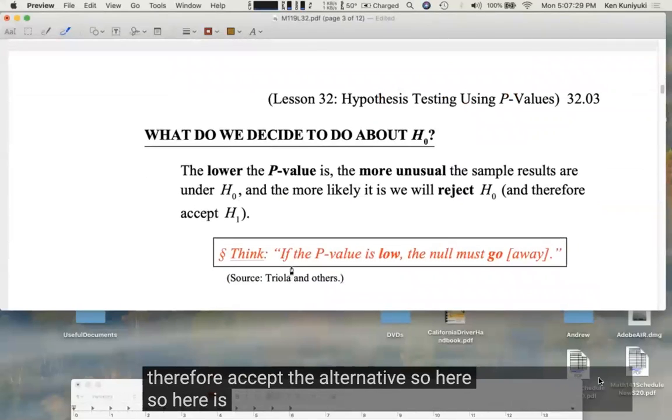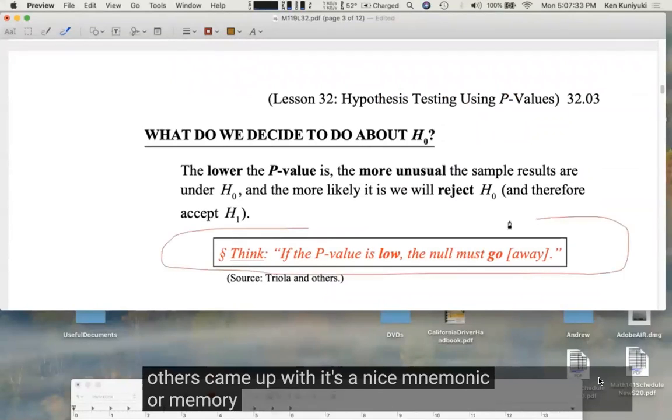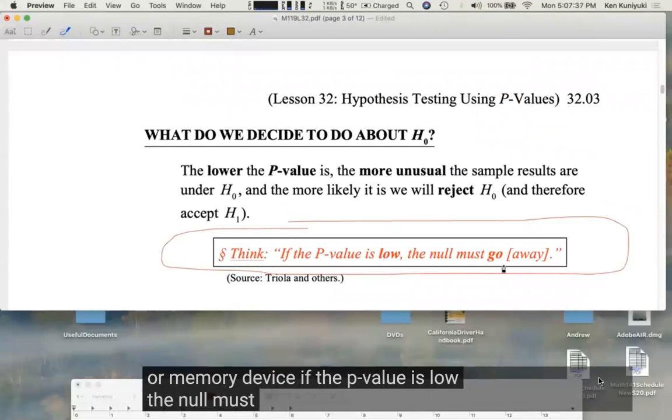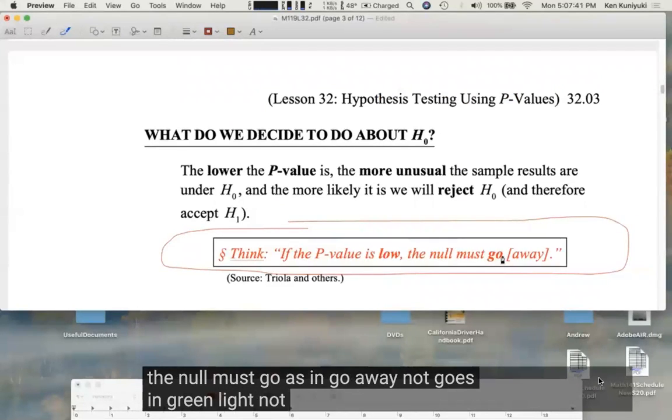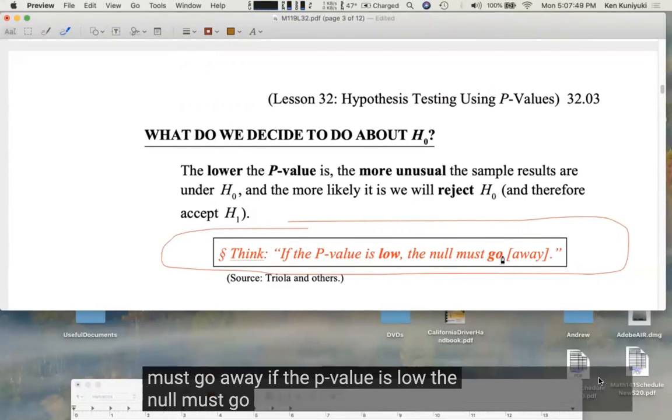So here's something that Triola and others came up with. It's a nice mnemonic or memory device. If the p-value is low, the null must go, as in go away. Not go as in green light, not that. If the p-value is low, the null must go away. We're inclined to reject the null.